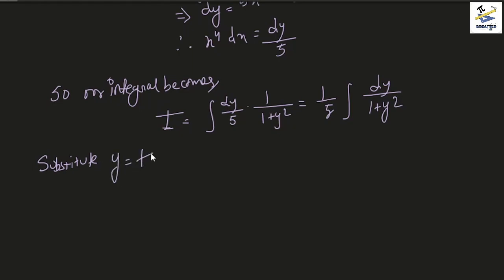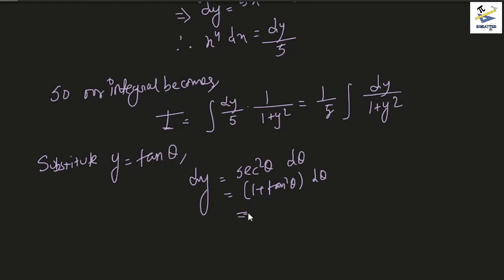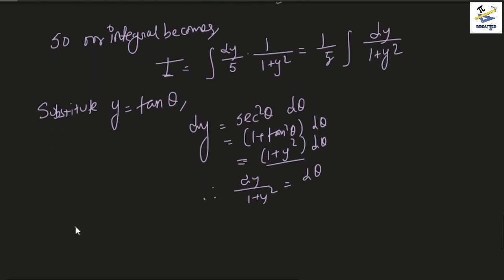So substitute y equals tan theta, where theta is another variable. Then dy would be equal to sec square theta d theta, if you remember the derivative of tan theta, and sec square theta is just 1 plus tan square theta d theta. And as you know, 1 plus tan square theta is just 1 plus y square d theta. So therefore, taking this on the left hand side, we get dy by 1 plus y square equals d theta. So this whole thing becomes d theta, right? So therefore, I equals the integral of d theta by 5, and the integral of d theta by 5 is just theta by 5 plus c.